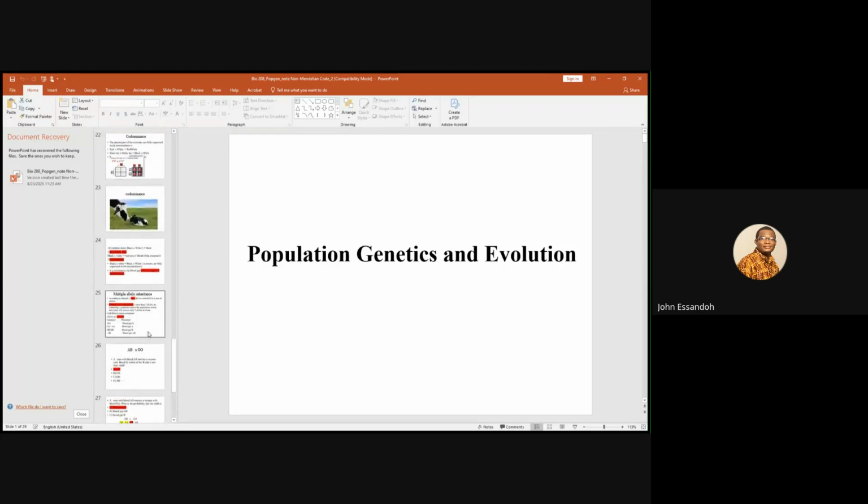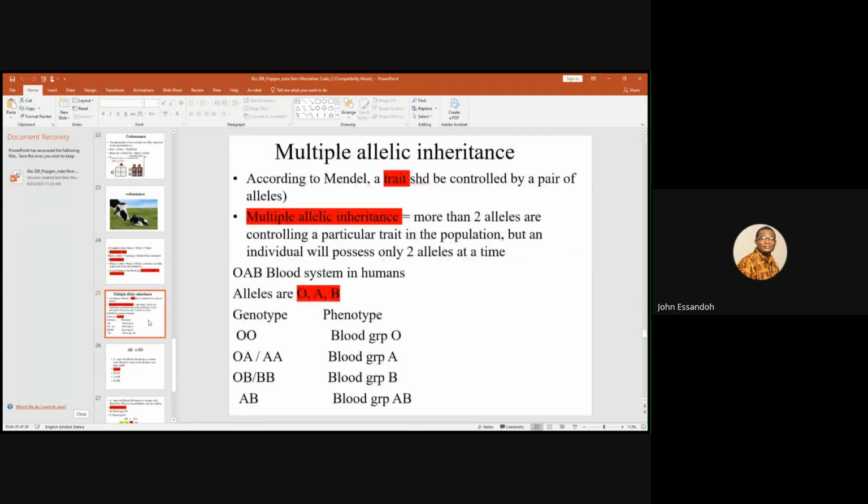I'll try to start. Let me just take from multiple allelic inheritance, for the sake of people who had issues with their network. So I'll start from here, from multiple allelic inheritance. Let me see whether the recording has started. Okay, recording has started, so that's recording is on now. So I think we can kickstart.